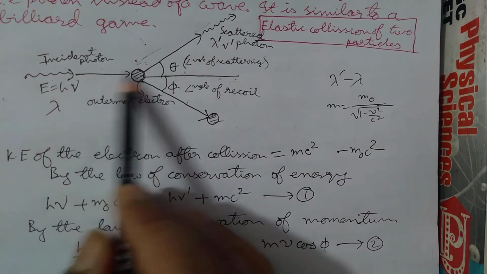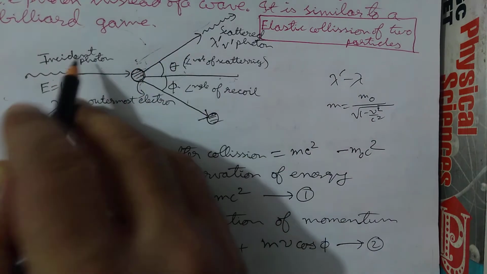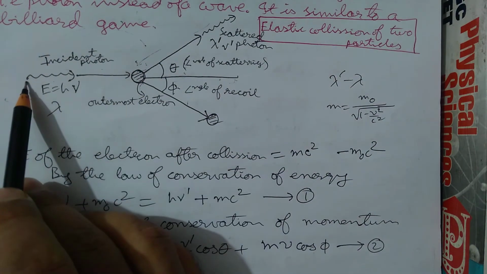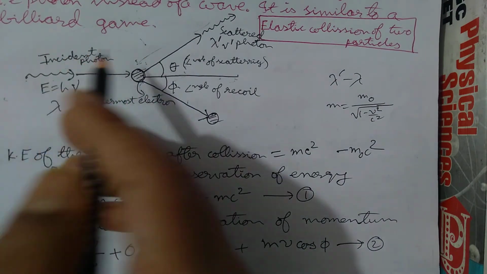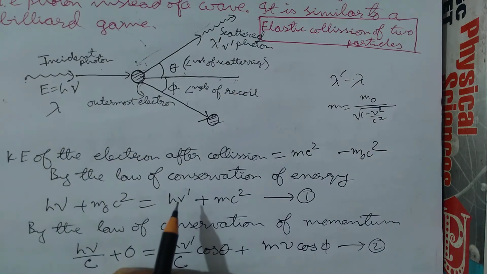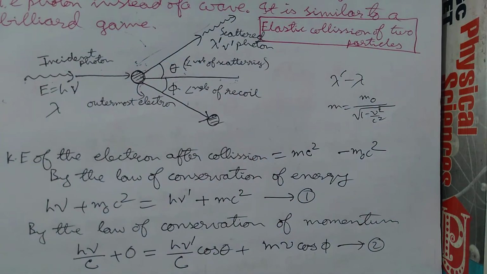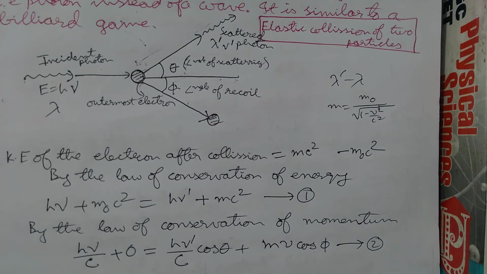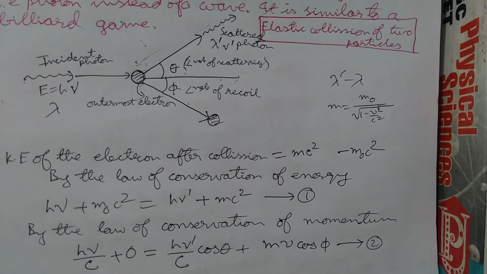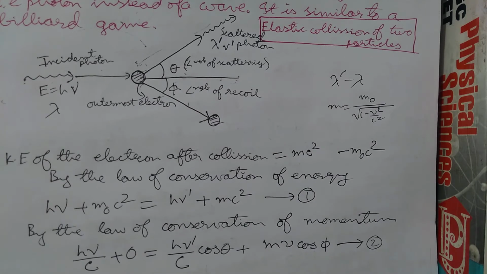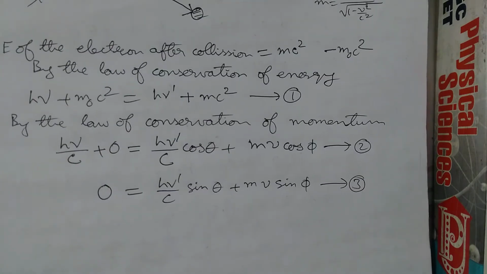Now, perpendicular to the direction of the incident photon, along this direction, before collision, do you have any component? This photon is moving in this direction, so it doesn't have any component here, that is cos 90 degrees, so 0. The electron is already at rest, so nothing here. So the left hand side will be 0, and this will be h nu prime by c into sine theta, plus mv into sine phi. Let this be equation number 3.